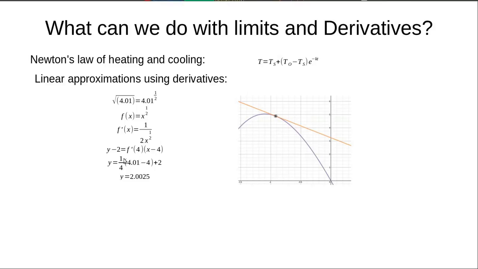So now that we know our x value that's pretty close, this is our x value that we know, and this is our function output for that x value. 4 is a nice perfect square, and we can use this to approximate 4.01. Now we can solve this, and we get y equal to 2.0025, which is pretty close to the actual square root of 4.01.